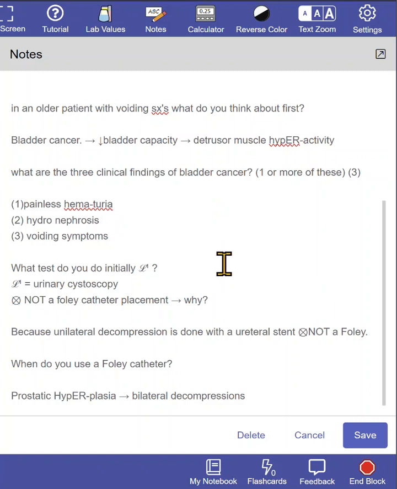What test do you do initially, first line? First line equals urinary cystoscopy, not a Foley catheter placement. Why? Because unilateral decompression is done with a ureteral stent and not a Foley catheter. So if this is unilateral, then you want to use a ureteral stent. When do you use a Foley catheter? Prostatic hyperplasia, which is bilateral decompression. For bladder cancer, you're not going to use a Foley catheter. You're going to do urinary cystoscopy because you want to see the bladder, basically.